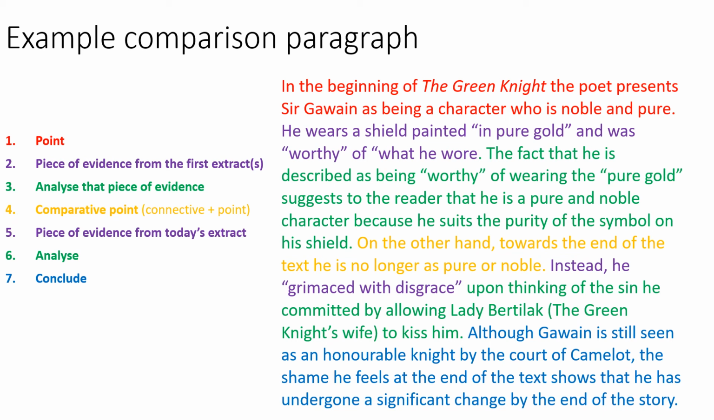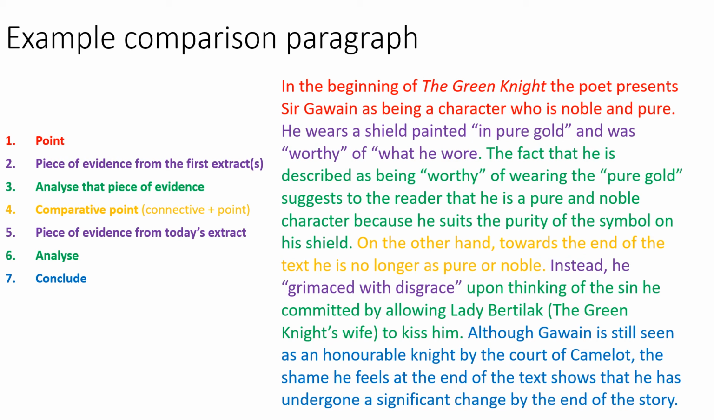So we've got our comparative connective, on the other hand. You could equally say alternatively, or any other that you want to put in that supports your point. And then your secondary point, which is he is no longer as pure and noble. Notice that it links to the first one, doesn't require too much imagination, but it is necessary for the cohesion of your paragraph. Next piece of evidence from today's extract.